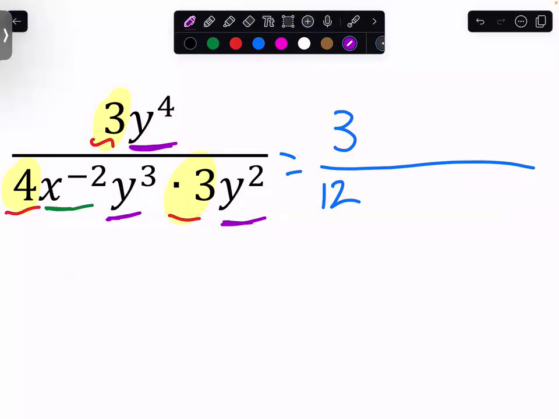Next, we'll look at the x. Okay, so there's only one x term, so you can't combine it with any other x's, but we do need to get rid of its negative exponent. Okay, so to get rid of the negative exponent, it moves to the other half of the fraction. Okay, so it started in the bottom, so it'll move to the top. But remember, when you do that, the whole point is to make the exponent positive.